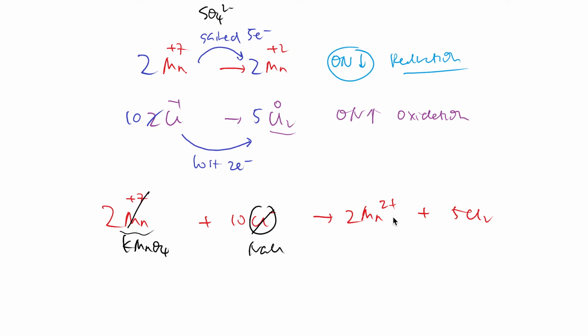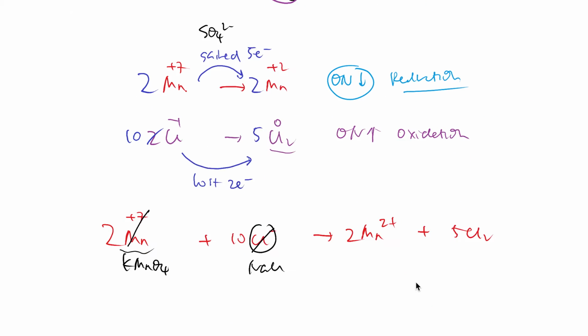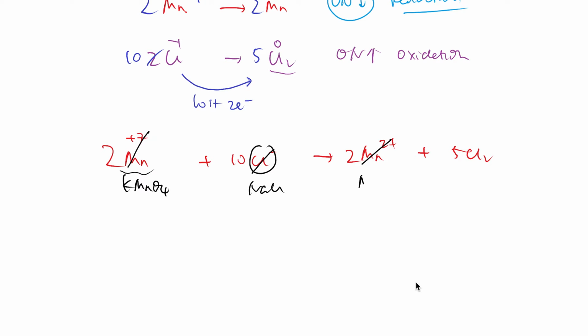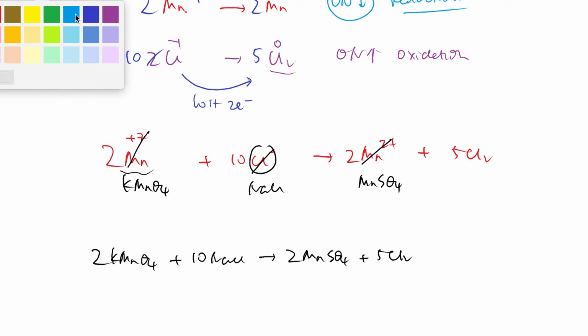And then where does Mn2+ come from? Have a look here. Mn2+ comes from manganese sulfate. So we're going to replace this with manganese sulfate. So we just replace all the ions with the compound. Okay, so let's write it again. So it's 2 KMnO4 plus 10 NaCl goes to 2 MnSO4 plus 5 Cl2. So now let's start to do the balancing. Start compound by compound.